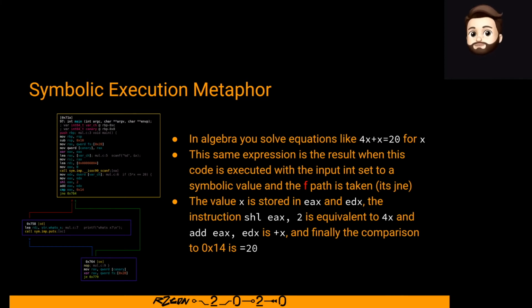So we have the value x stored in EAX and EDX, and the instruction shift left EAX 2 is equivalent to 4 times x, and add EAX EDX is another addition of the x value, so you get 4x plus x. And then finally, the comparison of EAX to 0x14 is the same as the equals 20 part of the expression. So when you constrain that jump to take the 0x758 path, you are basically constraining that expression, 4x plus x equals 20. You're constraining that expression to be true.